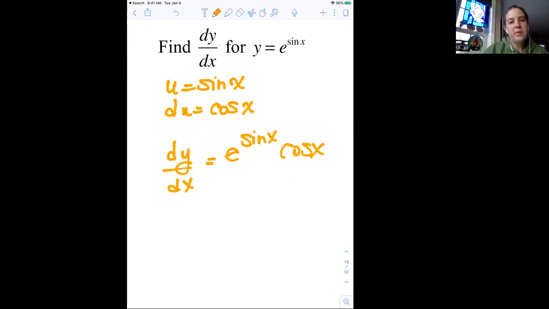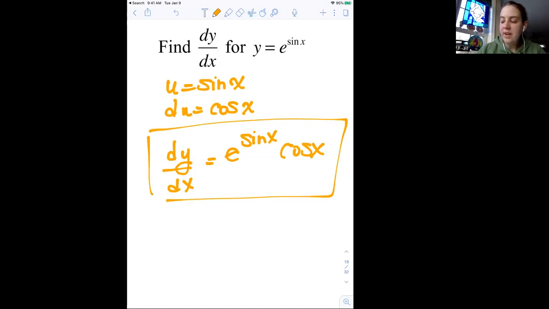Now, students always want to know, is there more to simplify? Is there more I can do? Nope, that's it. e to the sine of x times cosine of x. You could switch the order, they're being multiplied. Cosine of x times e to the sine of x.